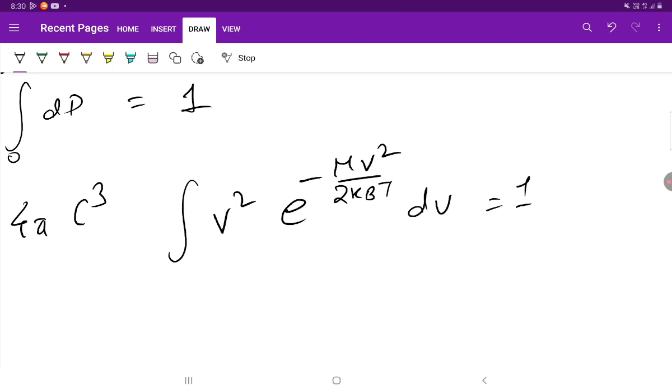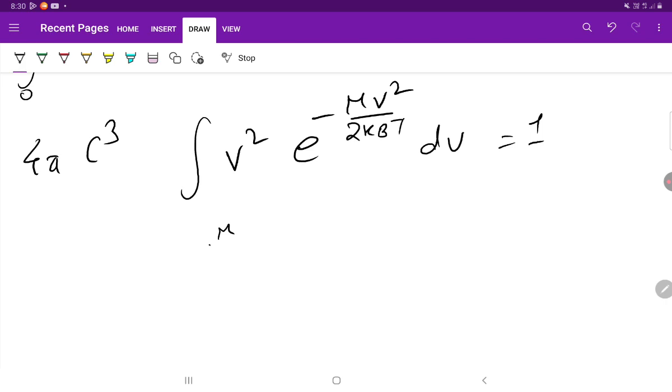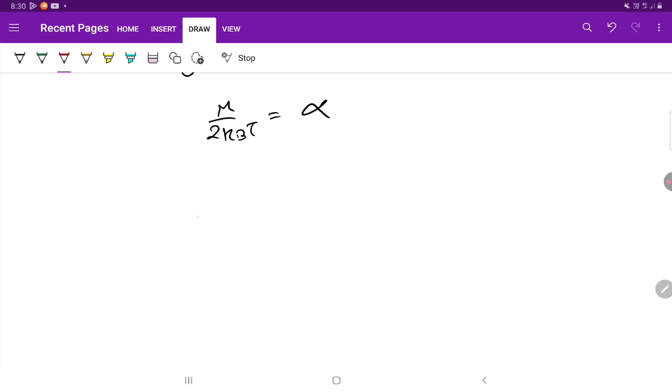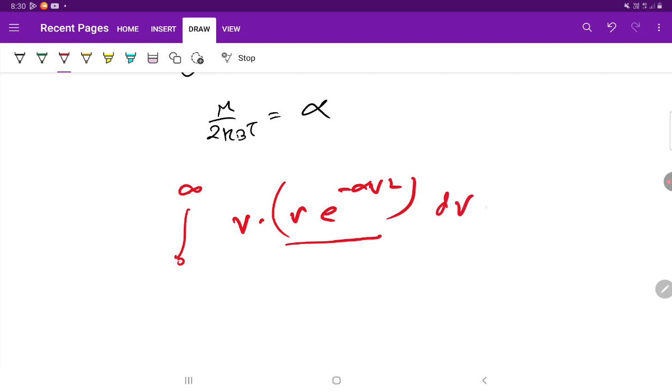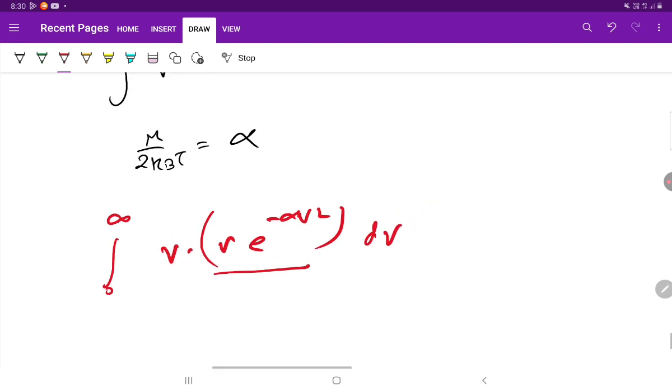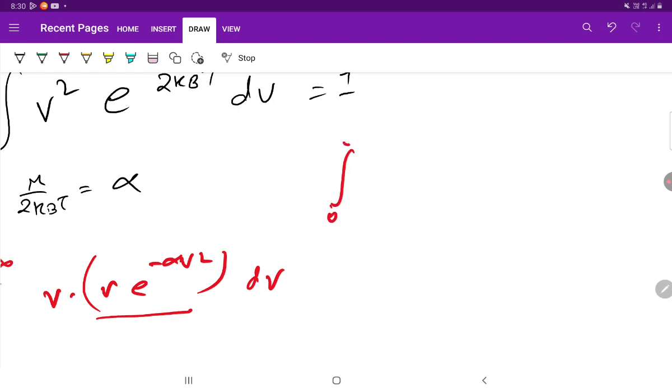Now observe one thing: I will write m by 2kT equal to some constant alpha. So I can write it in the form integral 0 to infinity of v e to the power minus alpha v square. We know you can solve this integration by substitution. Another integration you need to know to solve this is integral 0 to infinity e to the power minus x square dx, given as root pi by 2. And if we put minus alpha x square, then it will be 1 by 2 root pi by alpha. So this will be my final result.